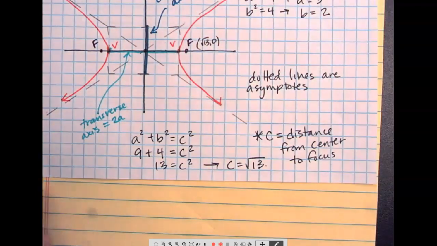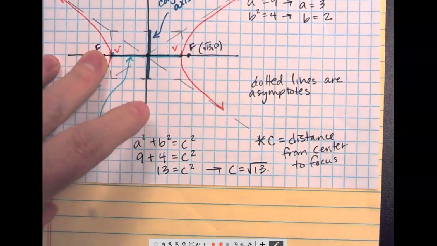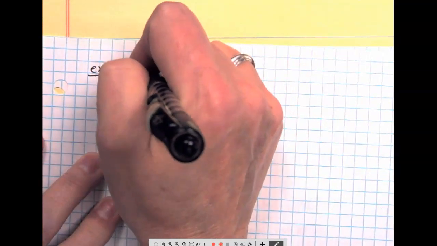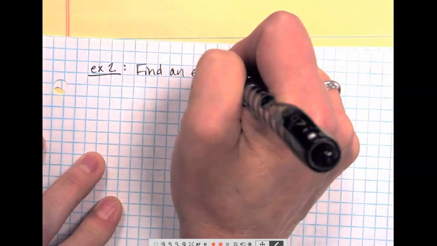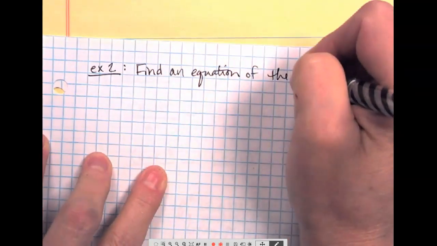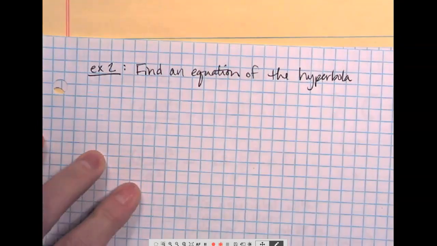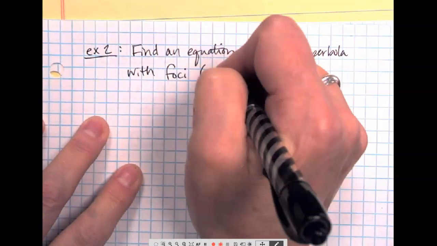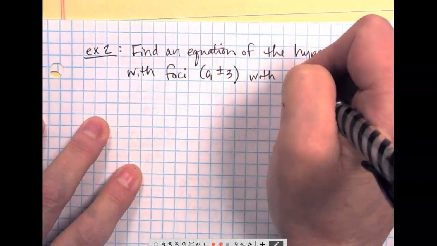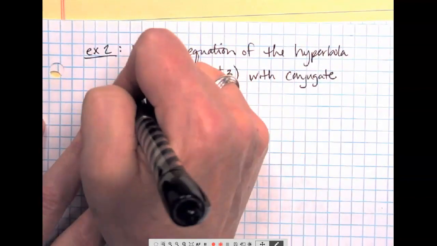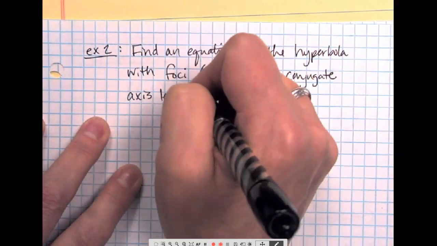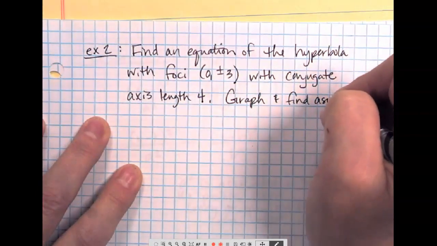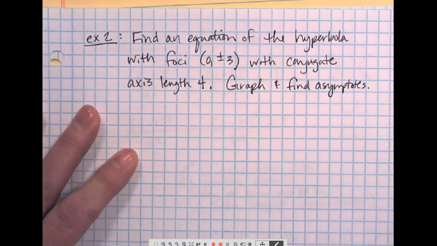Okay, let's graph a vertical one this time. Find an equation of the hyperbola with foci (0, plus or minus 3) with conjugate axis length 4. Graph and find asymptotes, which means find the equation of those asymptotes.